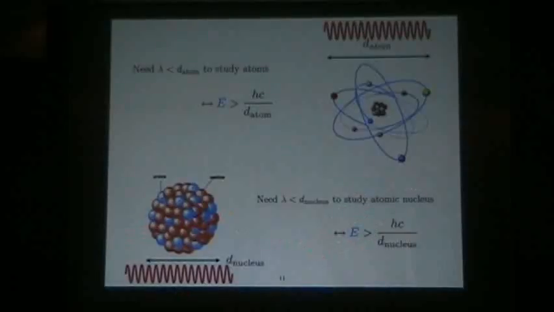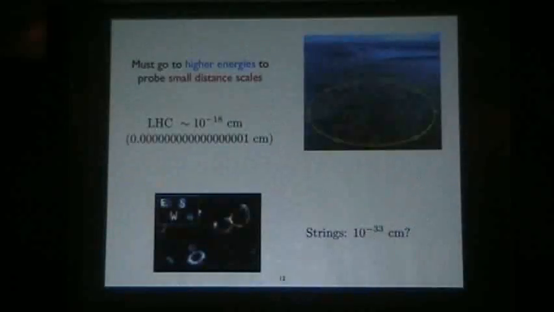So I decided for fun, I would just show in this way of thinking what distance scale the LHC is probing. The LHC is accelerating particles at around tera electron volt energies. And if you convert that to distance scales, it's probing physics on the order of 10 to the minus 18 centimeters, and I've hopefully put in the right number of zeros here. Very, very tiny distance scales.